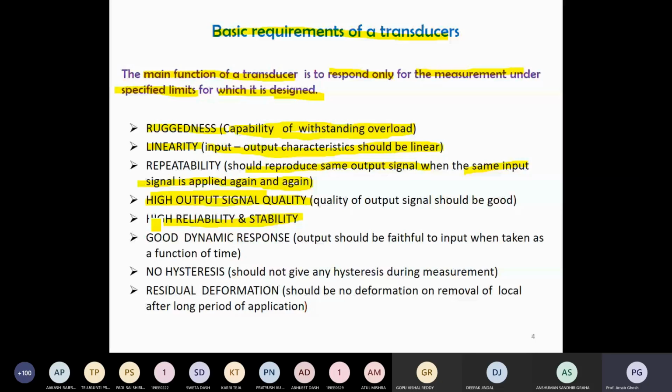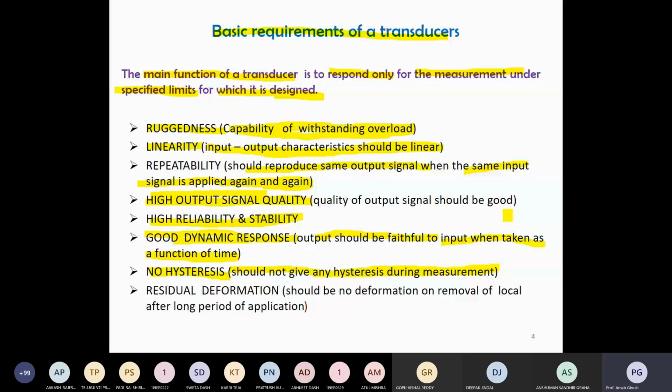A good dynamic response is also acceptable. The output should be faithful to the input when taken as a function of time. So there should be no hysteresis, no hysteresis loss during the measurement, as in the BH loop. In the BH loop, you are doing the test in spontaneous magnetism, giving input and gradually increasing the current intensity.